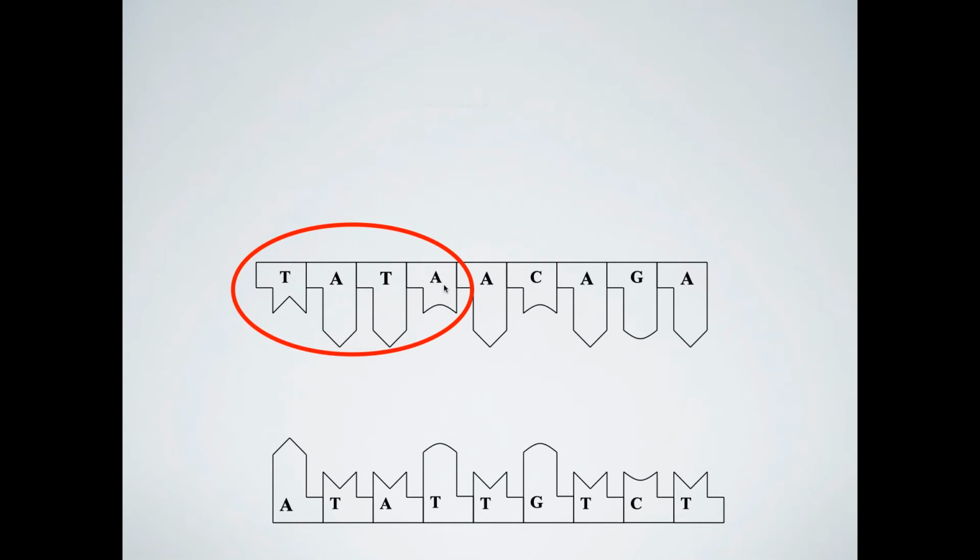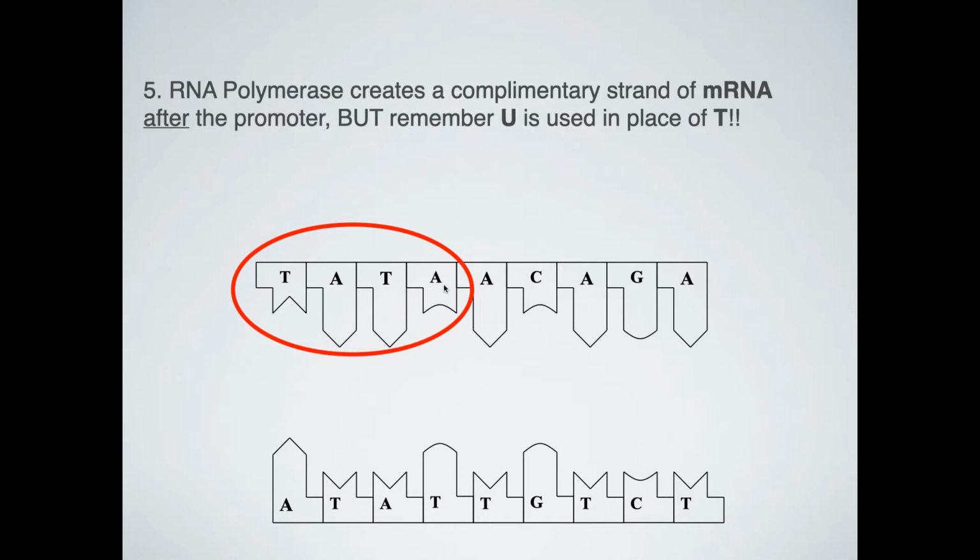Now, RNA polymerase creates a complementary strand, okay? So it's not copying this exactly. Instead, it is making a message from it after the promoter. So the TATA box here is not included in the message, but always remember U is in the place of T. So right after the TATA box, I see an A. That means it would put a U there. C, that would be G, U, C, U.